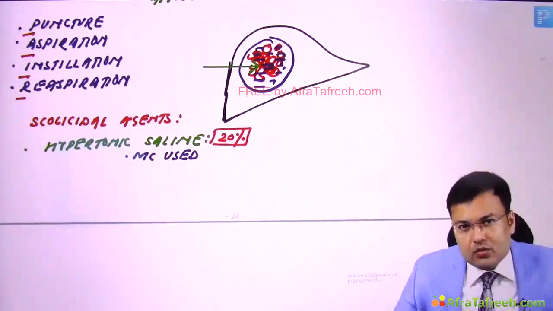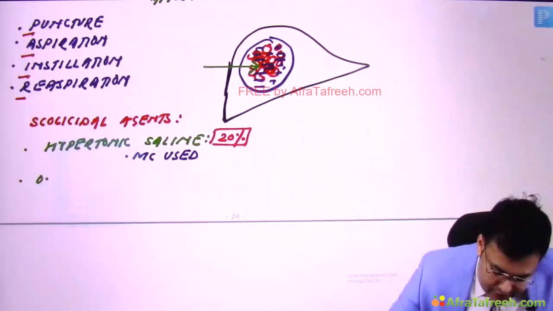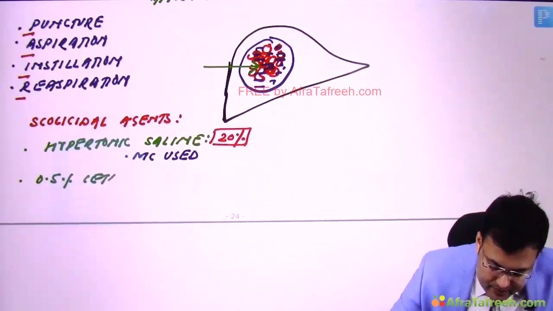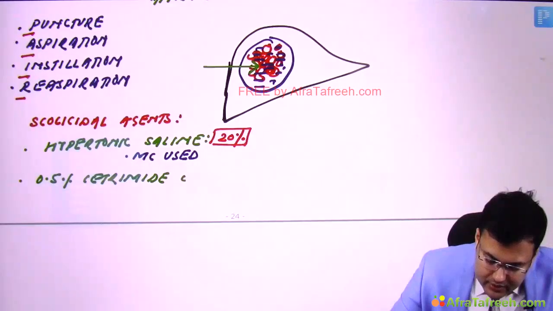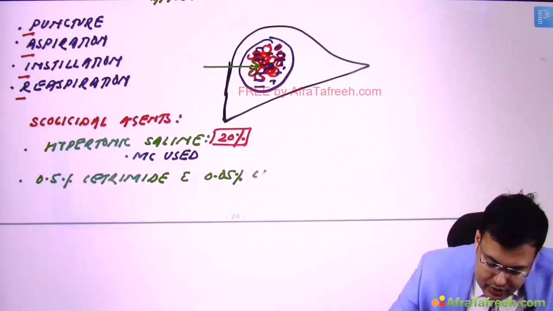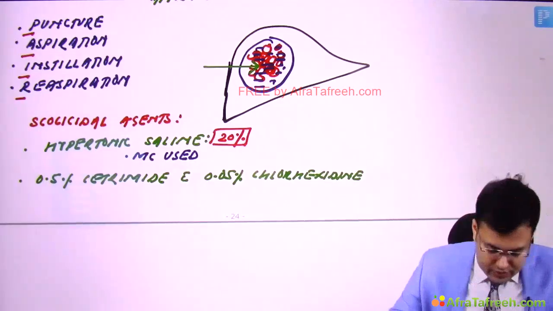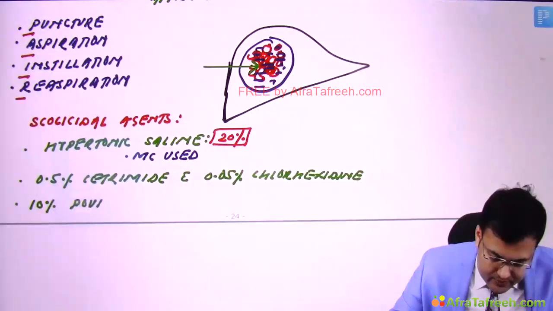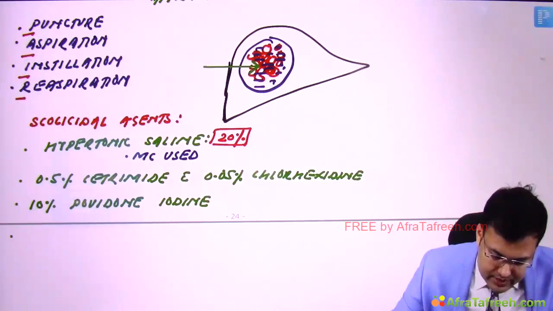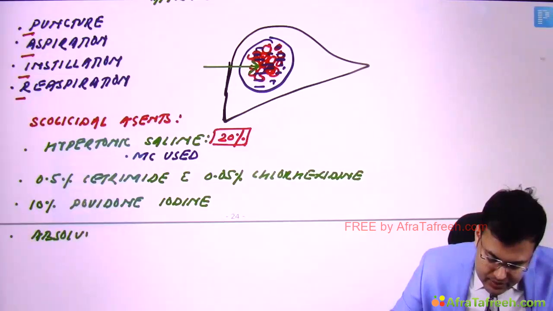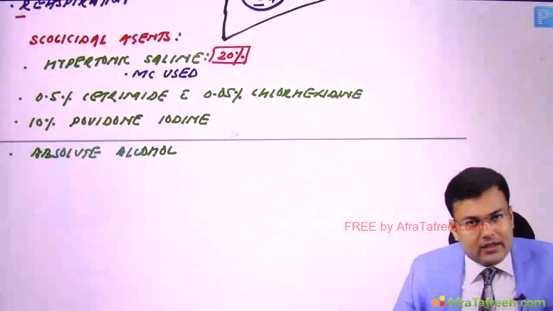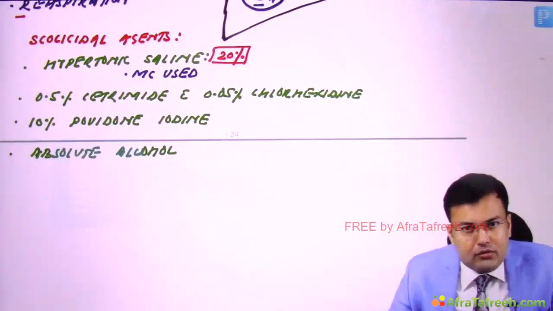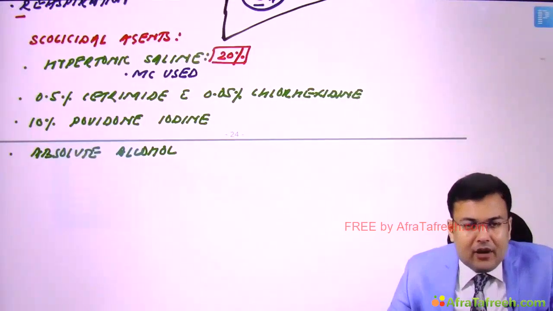Clear? What are the other scolicidal agents used? Second is 0.5% cetrimide with 0.05% chlorhexidine. We use 10% povidone iodine, and we use absolute alcohol. You have to remember the percentages also. See, previously formalin and silver nitrate were also used, but nowadays because of toxicity, formalin and silver nitrate are not used.